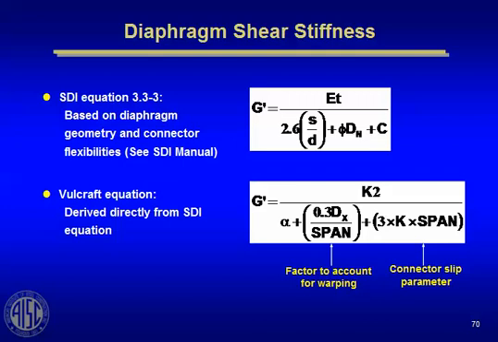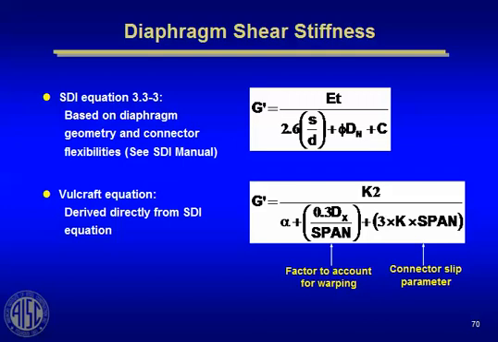What Vulcraft has done is they've taken that top equation that's in the Steel Deck Institute manual and they've simplified it into terms that they tabularized in their catalog. So you can find that alpha, the D sub x, and the K term in the catalog, as well as that K2 term. If you're evaluating the deformation or deflection of a shear diaphragm, you need that G prime value.